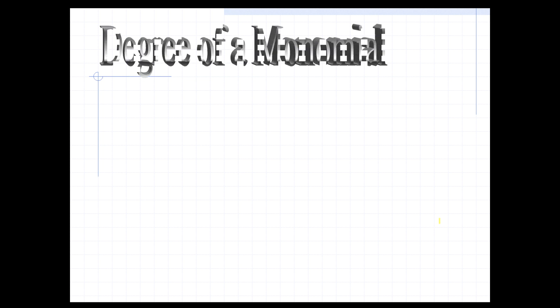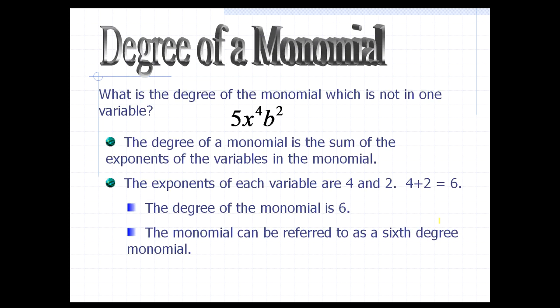Now, something interesting. What is the degree of the monomial which is not in one variable? In such a scenario, the degree is actually the sum of the exponents of the variables in the monomial. So the degree of this monomial is 6 because we add the exponents 4 and 2. So this monomial can be referred to as a 6th degree monomial. But as of now, we would be focusing our study to polynomials of one variable.